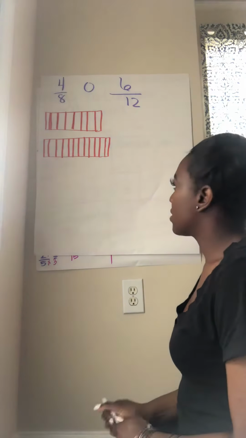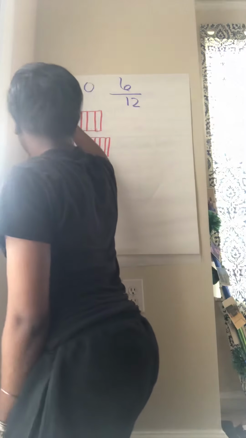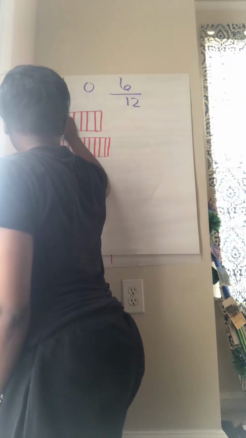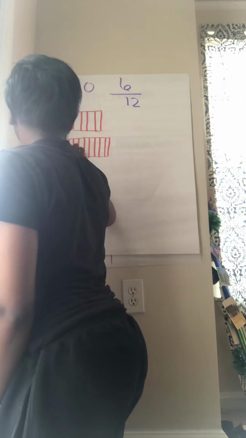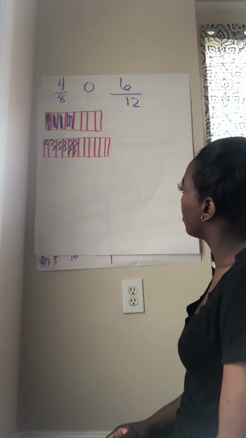all drawn out, I'm just going to simply shade in 4 because that's what it told me to do. That's 1, 2, 3, 4, and then I'm going to shade in 6. So 1, 2, 3, 4, 5, 6. It should be even. It's both a half.